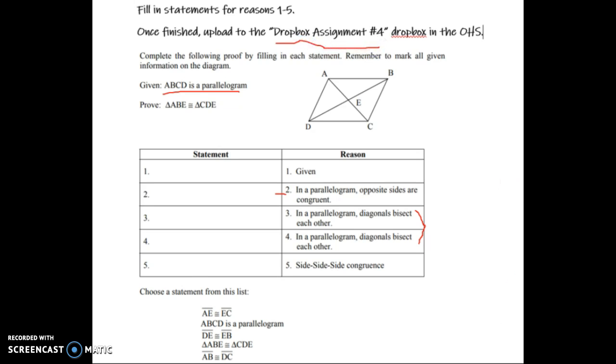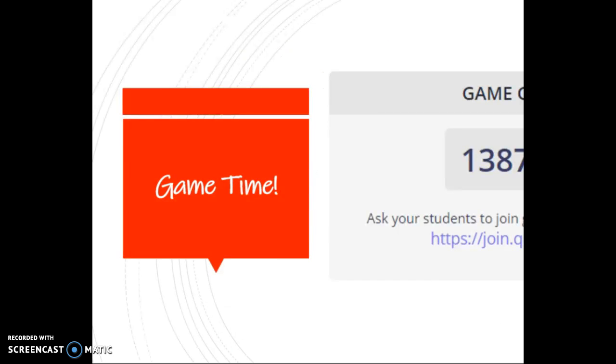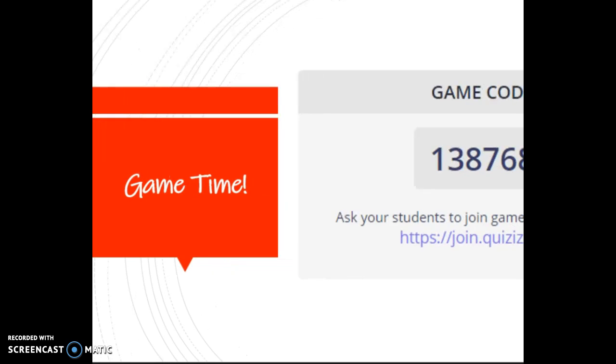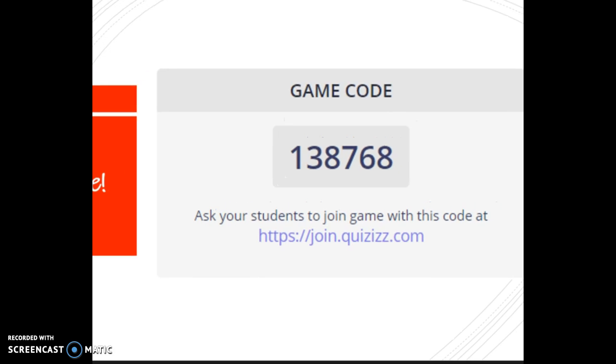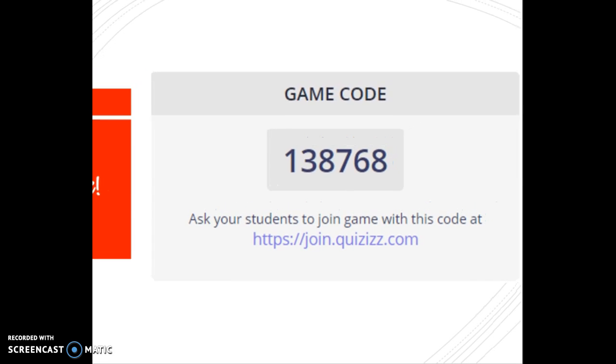All right, now it's time to do a game. This is going to help assess how much you know about writing equations of parallel and perpendicular lines. So I want you to go to this website right here. I'm going to link it in the email that I sent you as well. So if you don't want to type it in, you can go back to the email that I sent you and click on the link in there.